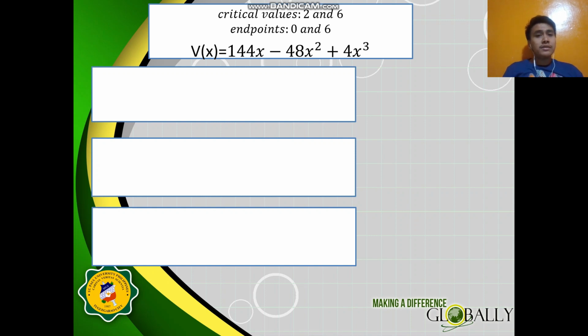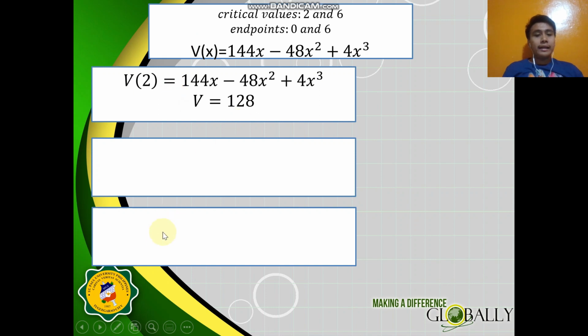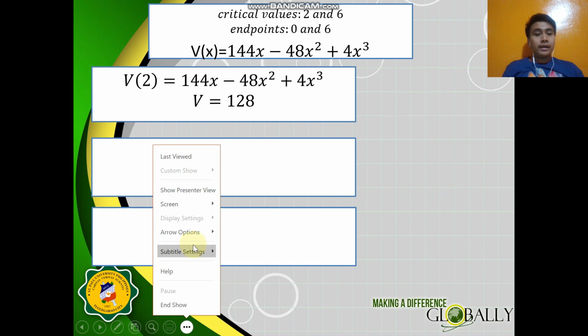So going back to the original function, which is 144x minus 48x squared plus 4x cubed, let's substitute the values of our critical values and endpoints. So if the value of x is 2, this will give us 128. But to check this, let's use our calculator.